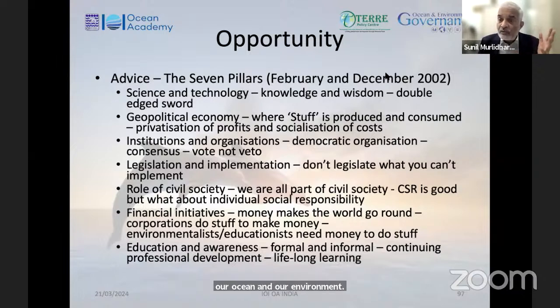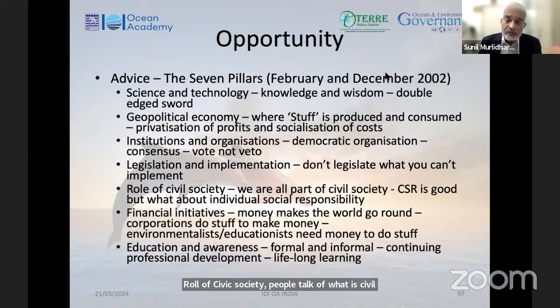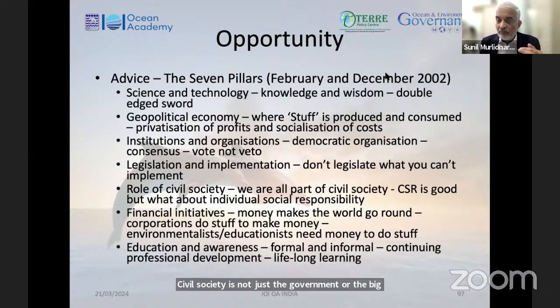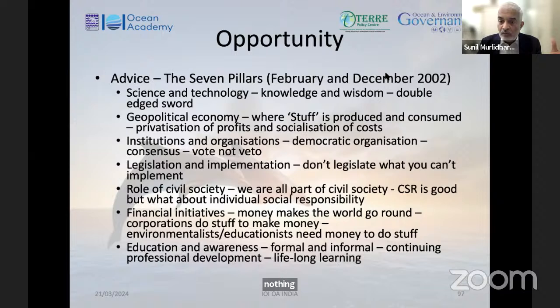Role of civil society. People talk of, what is civil society? We are all part of civil society. Civil society is not just the government or the big corporate bodies or businesses or banks or agricultural organizations and stuff like that. Civil society is all of us. So we say that government should do this, government should do that, my local government should do this. But what are you doing? What are you doing as an individual, as a group of people, as a group of enlightened, educated people? What are we contributing? Mostly nothing. And that's also got to change.